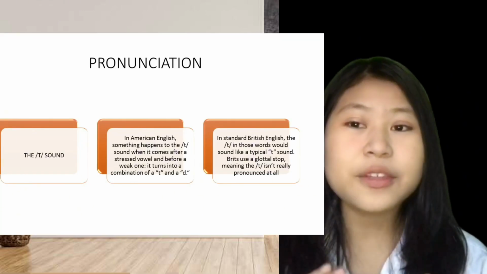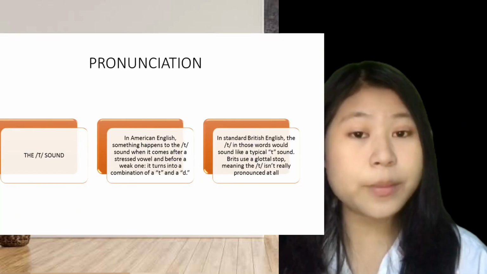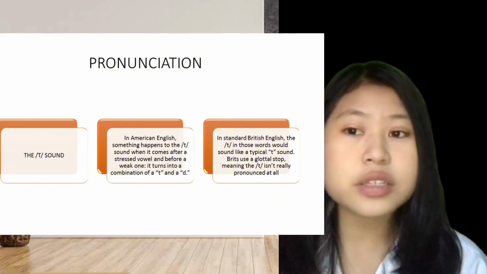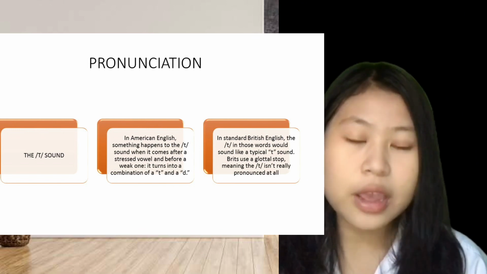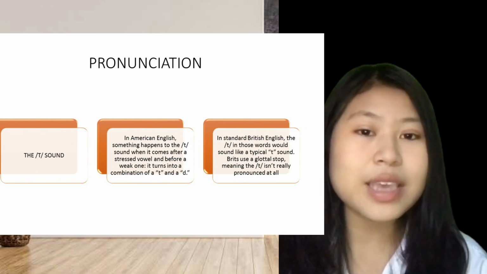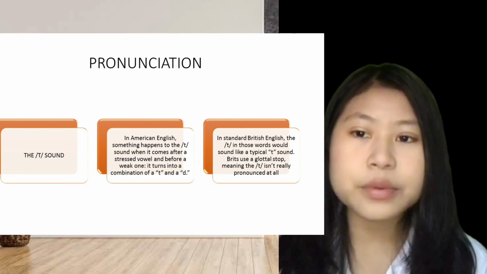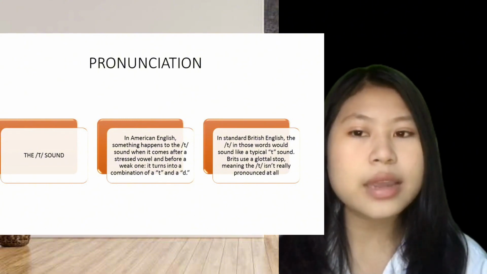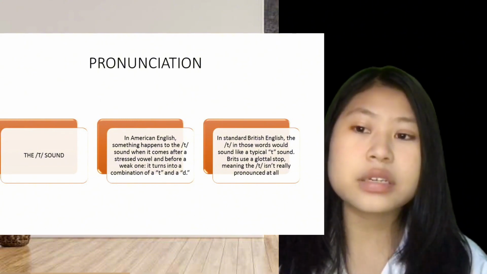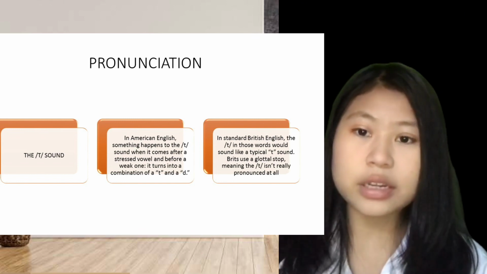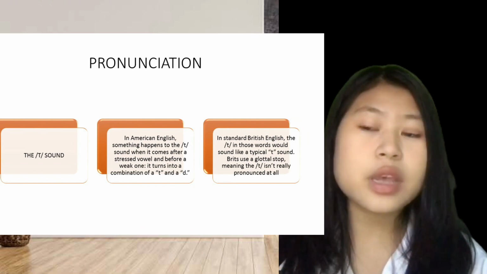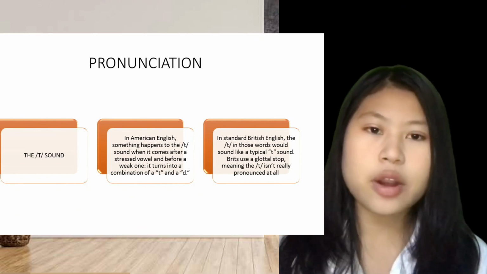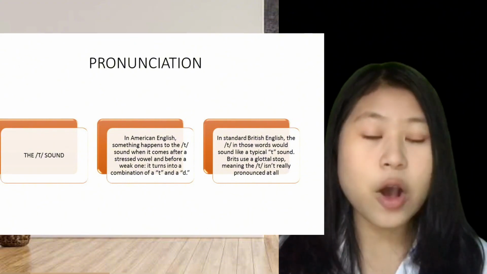The next is the pronunciation of the T sound. In American English, something happens to the T sound when it comes after a stressed vowel and before a weak one. It turns into a combination of a T and a D. On the other hand, in standard British English, the T in those words sounds like a typical T sound. This does vary depending on the area of England. However, some Brits use a glottal stop, which means that the T isn't really pronounced at all. Let's have a look at the examples.